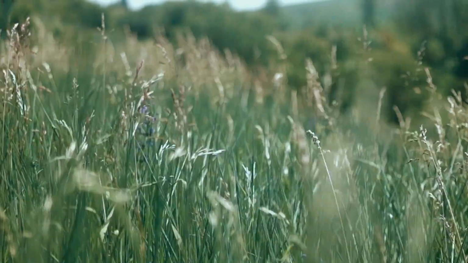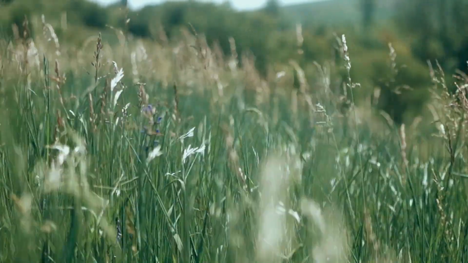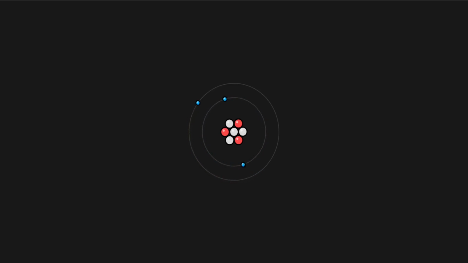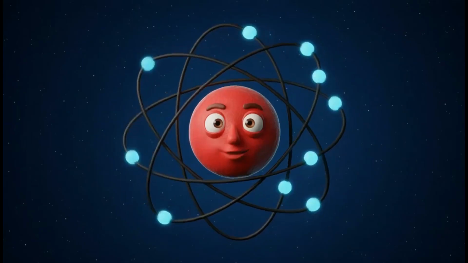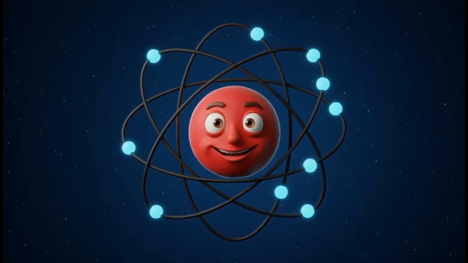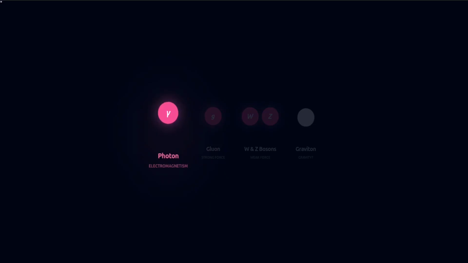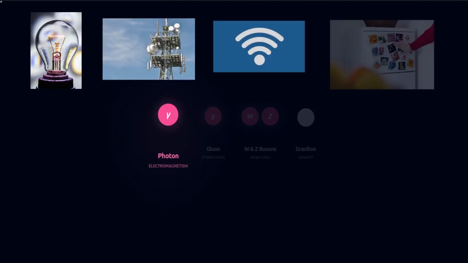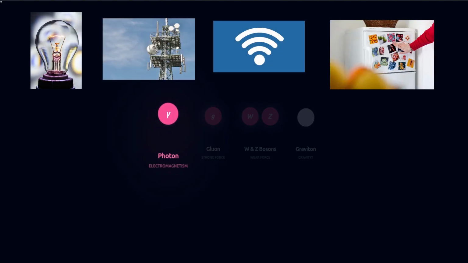Think of it like wind. We cannot see wind, but we can see things are being blown away by it. It keeps your electrons orbiting your nucleus. But there are also real photons. They're used in many technologies in our daily lives. You know this one. Light, radio waves, Wi-Fi, magnets sticking to your fridge. That's all the photon. It carries the electromagnetic force.